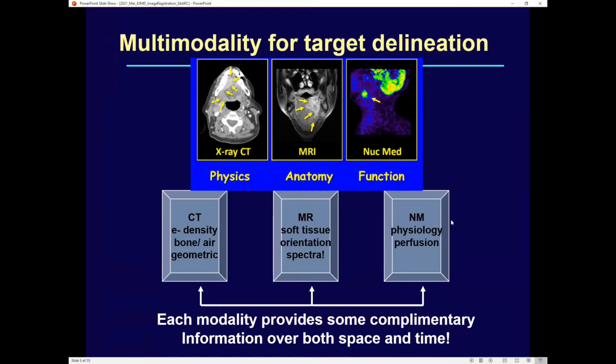Coming to the nuclear medicine aspect, radioisotopes tagged with tracers provide physiological function information, used for images derived from SPECT and PET units. Now, PET with FDG images are fused with CT images routinely to provide biological information for the treatment planning system. So each of these modalities has its own advantages and provides some complementary information for target delineation over space and time.